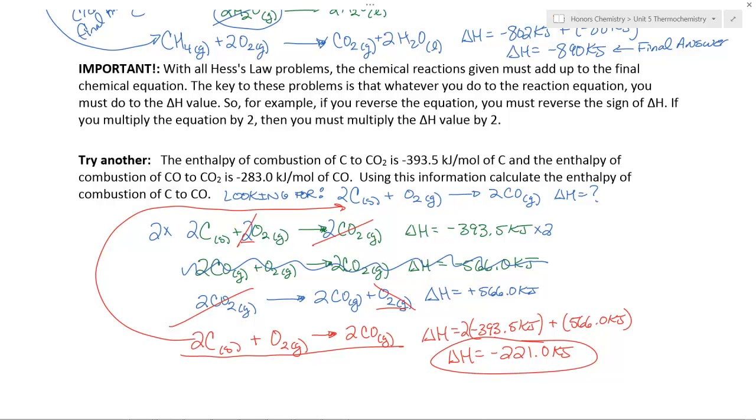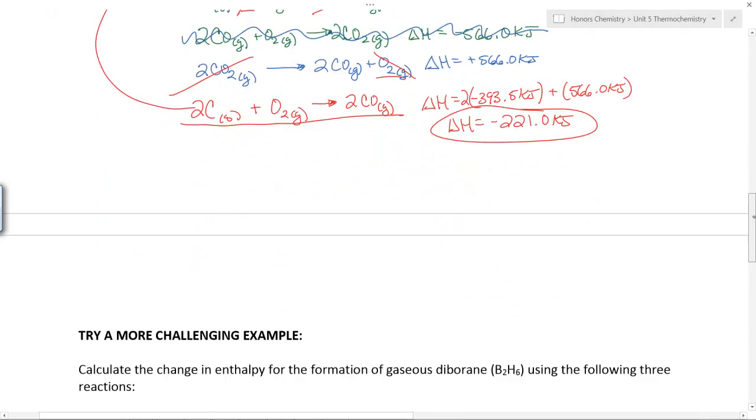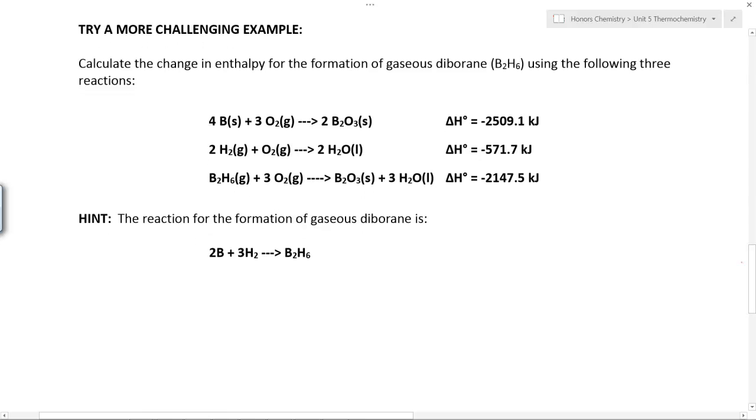What I want you to do before you do anything else, though, is always see which reactions you have to flip around first. That way you can get everything on the correct sides of the reactions. You get the things you want as products over on the product side, and the things you want as reactants on the reactant side. So what I want you to do is give yourself a trial here. If you look down at this next problem, here's one that's a little bit more involved, a little bit more challenging. So I want you to go ahead and try it.